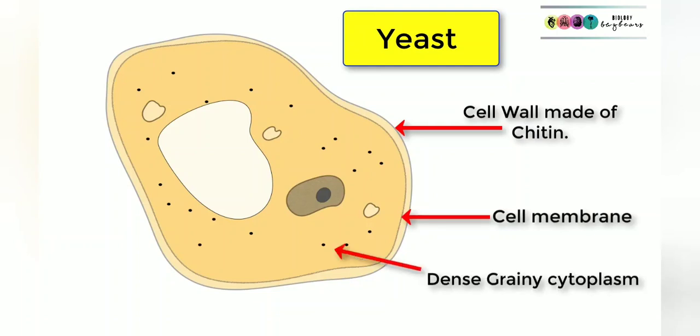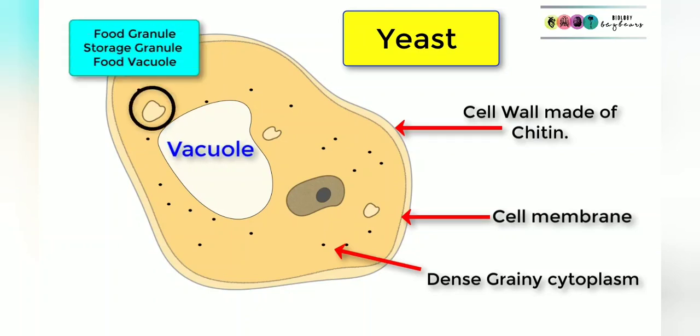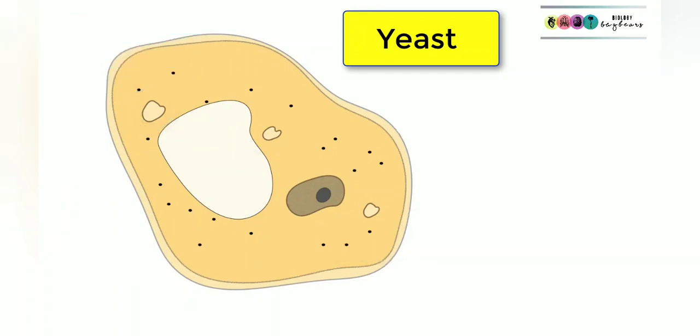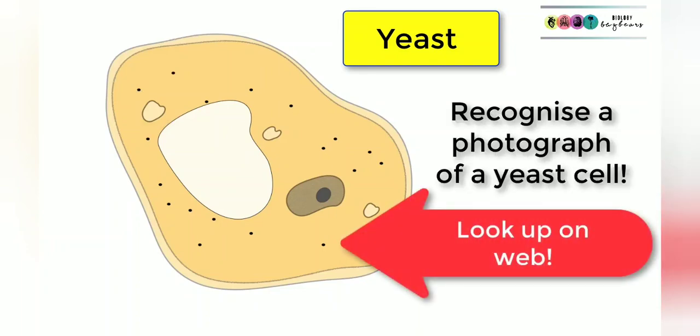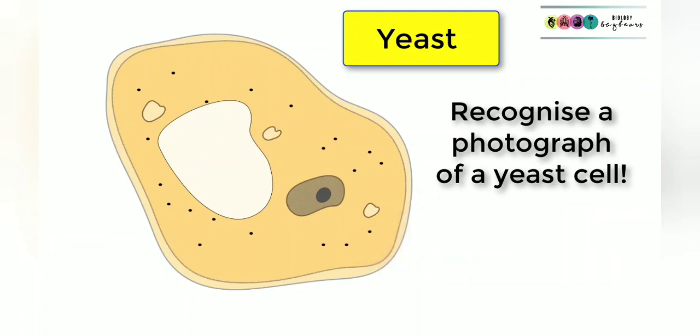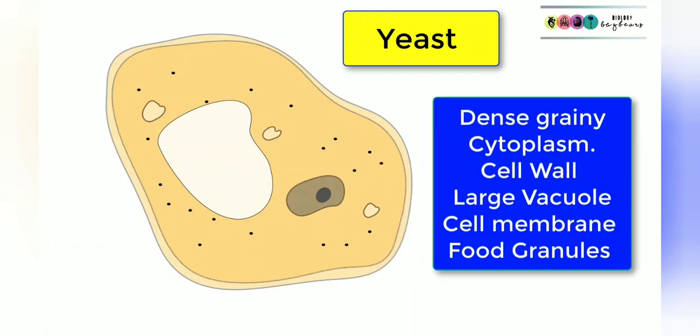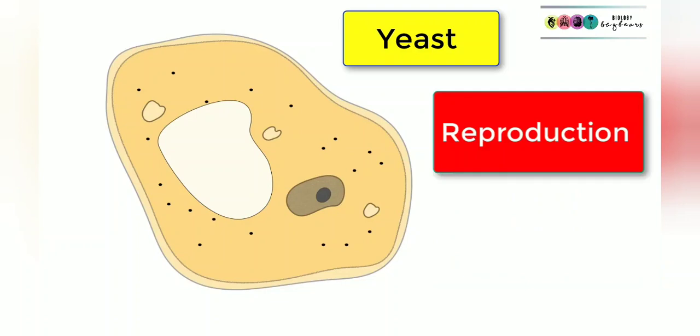Yeast cells have these large vacuoles and these smaller structures for food storage, sometimes called food granules or storage granules and sometimes food vacuoles. So to help you in your exams, I would highly recommend you look at some real photographs of what yeast cells look like under a microscope, because you never know, you might be presented with one of those on your paper. But be able to recognise dense grainy cytoplasm, the cell wall, the large vacuole, the cell membrane and those food granules or food vacuoles. So next we have to discuss reproduction in yeast.